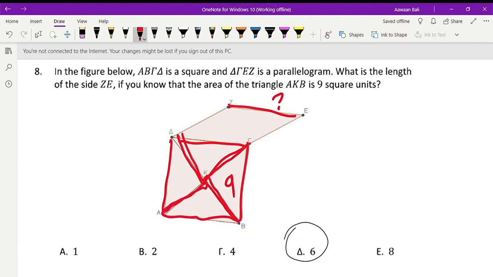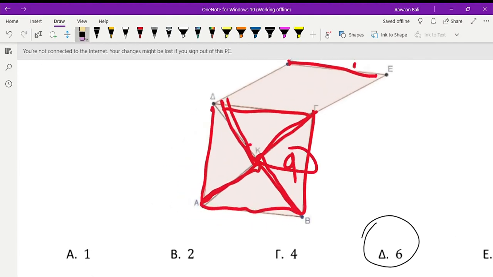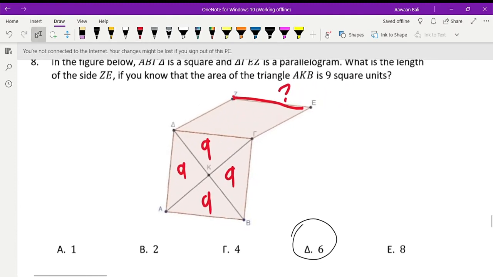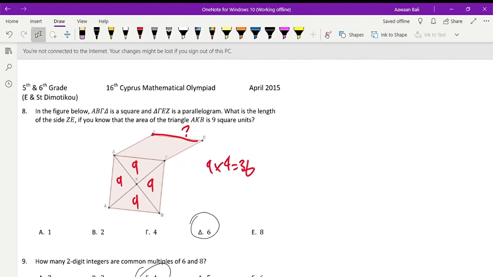In this case, we actually have to piece things together, since you realize that the area of this is 9, and there are 3 other identical triangles like that. So that's 9, that's 9, that's 9. They're all 9. So 9 times 4 is 36. Therefore, the area of the square is 36.